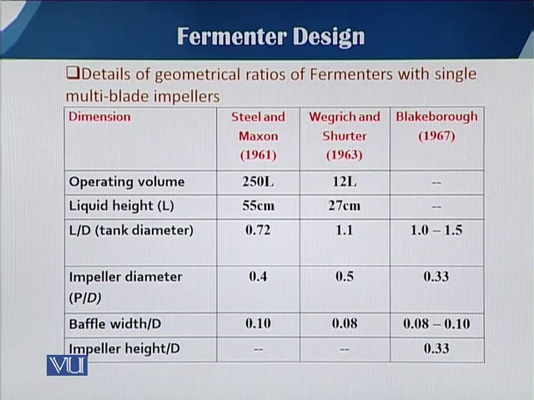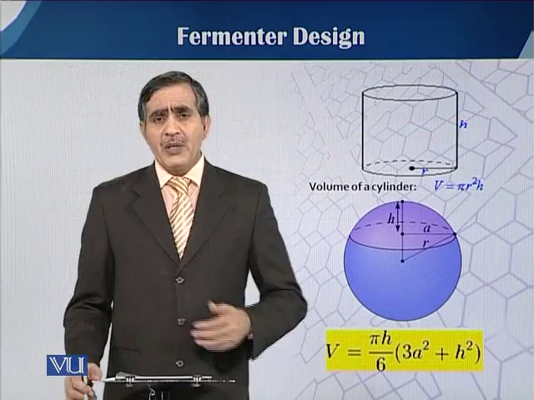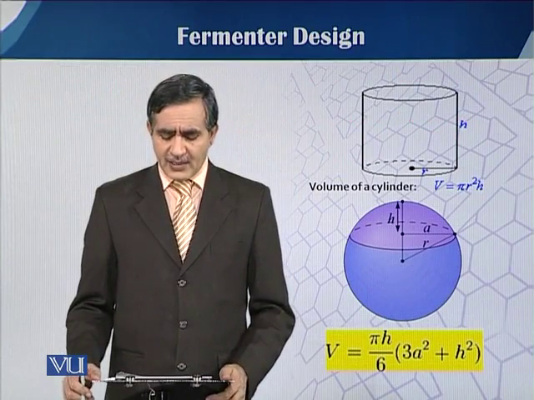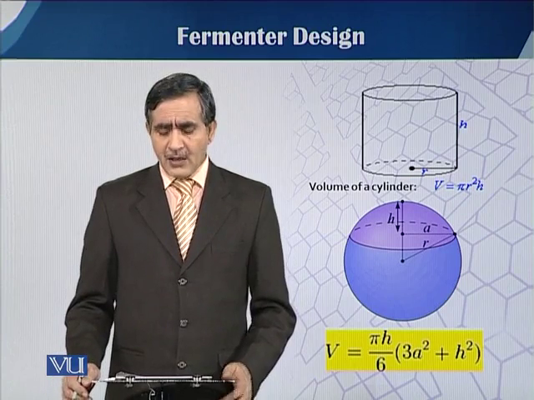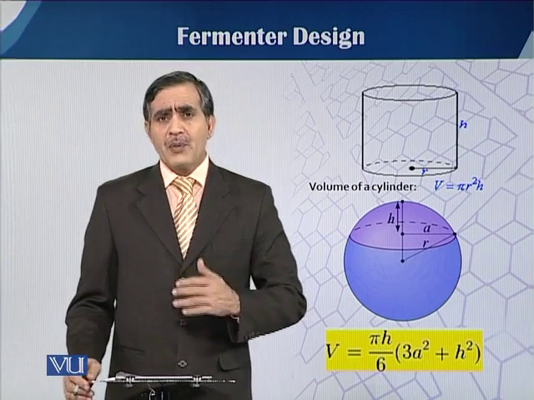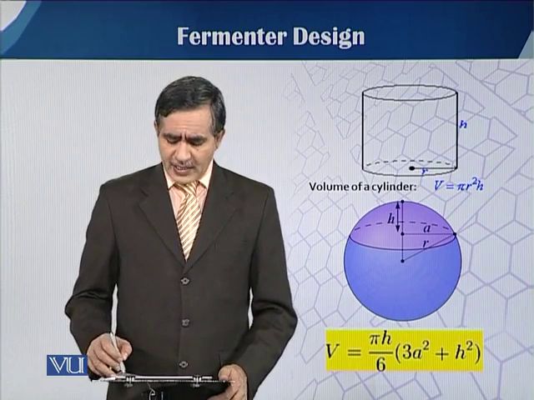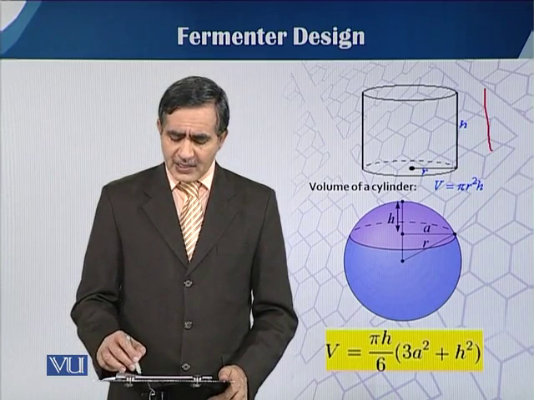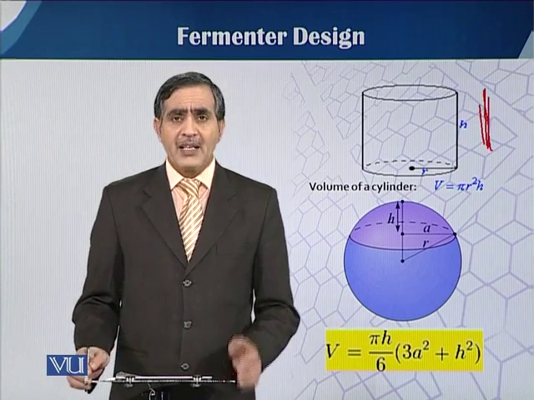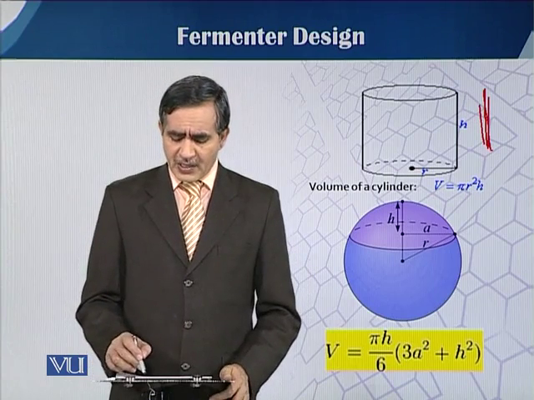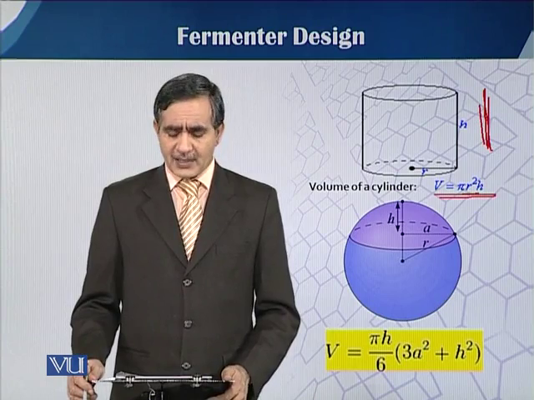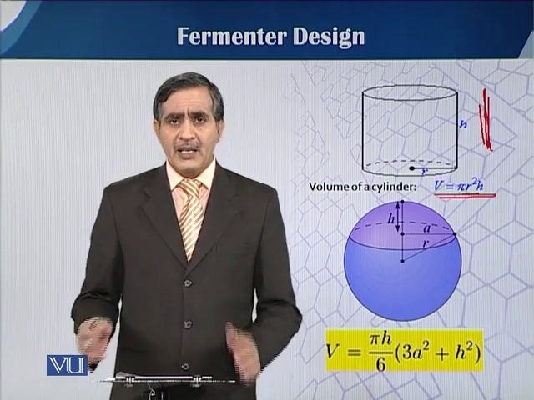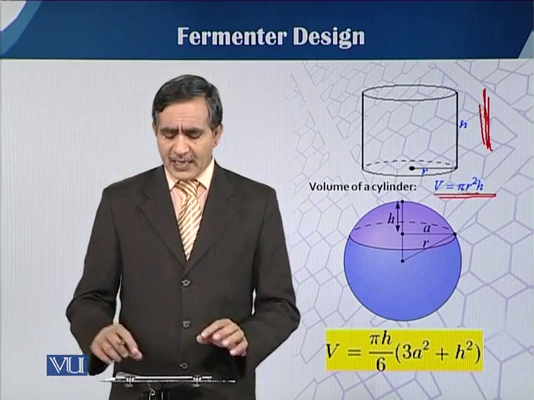When we want to design a fermenter, we have to calculate in detail what the total volume of the fermenter is. These are simple geometrical formulas. In this case it is very easy, because if a fermenter is in such a shape, we can use the formula V equals pi r squared H to calculate the total volume of that shape.